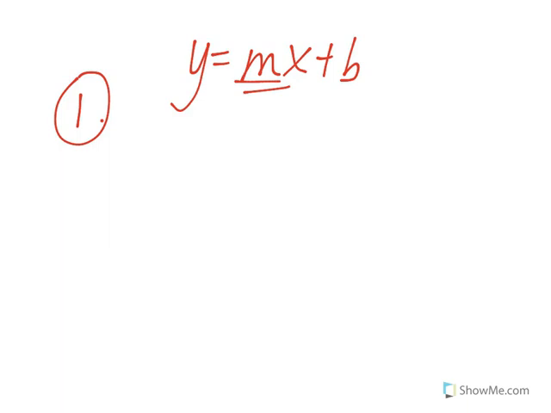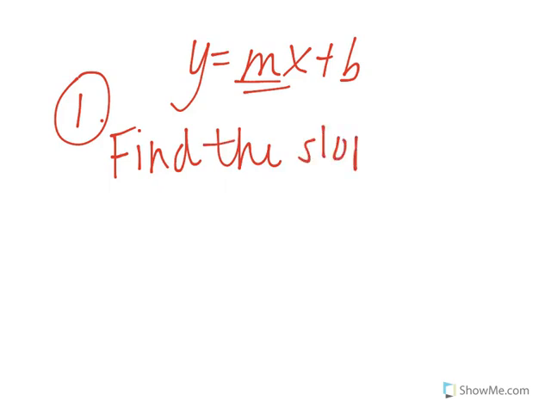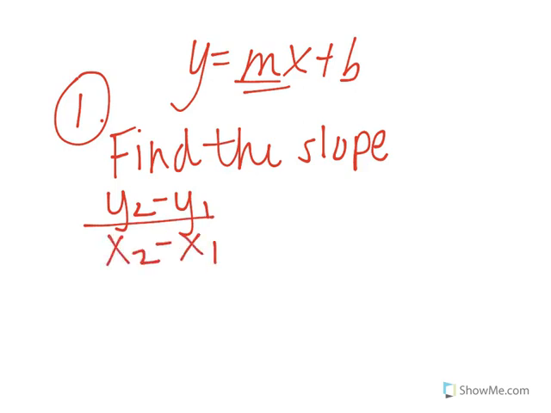First step is to write out y equals mx plus b, and you are going to find the slope. You find the slope using y2 minus y1 over x2 minus x1. That's your slope equation. So in order to do that, you need 2 points.